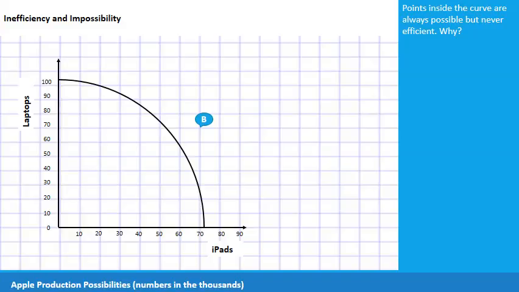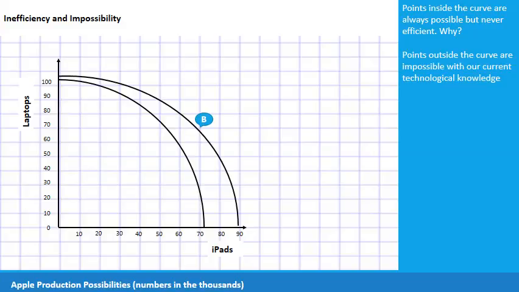So when we take out and look at B, what we notice about B is an impossibility. B lies outside our current ability to produce. So points outside the curve are impossible with our current technological knowledge. In other words, today we would say B is simply, we can't do it. It's impossible. There's no way to produce at B. However, eventually we'll get to B. What will happen is the curve will bulge outward. So as we develop new technology, the PPC will bulge outward.